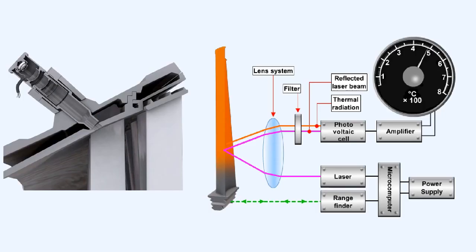A radiation pyrometer is a device which can convert radiated energy into electrical energy. It consists of a photovoltaic cell and a lens which focuses the radiated energy onto the cell. The pyrometer is positioned so that the lens can be focused directly onto the heat source, in this case the turbine blades. The photovoltaic cell converts the radiated energy emitted by the blades into electrical energy, which is passed through an amplifier to an instrument calibrated in degrees Celsius.